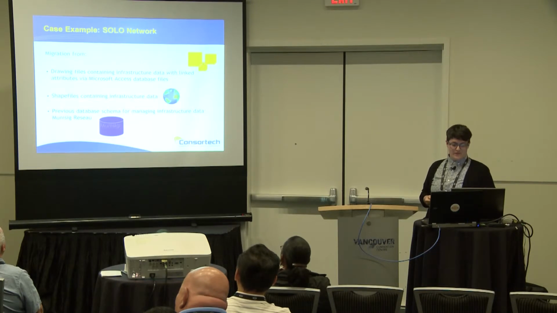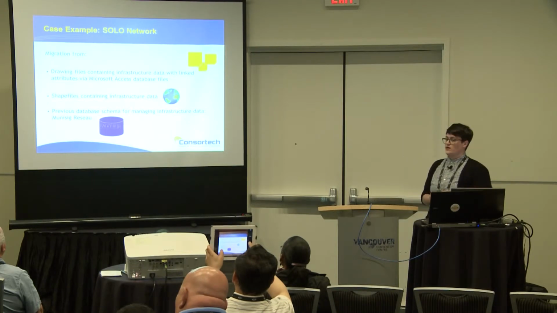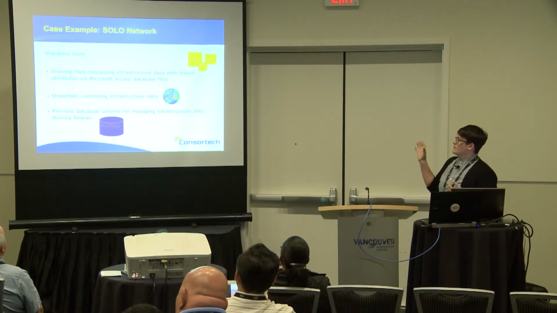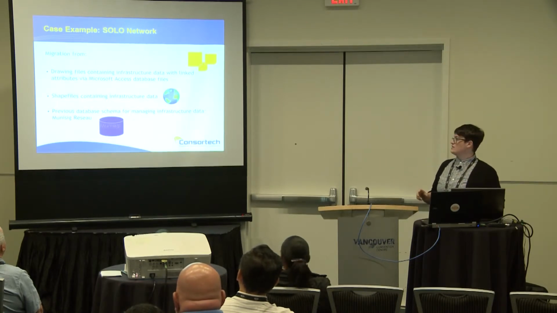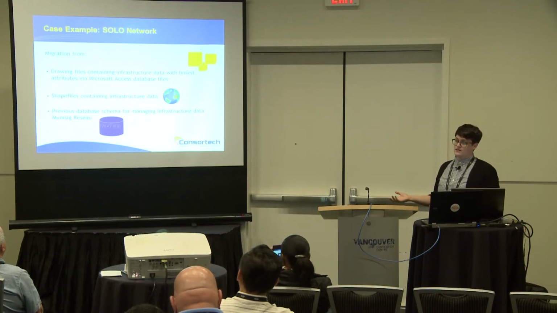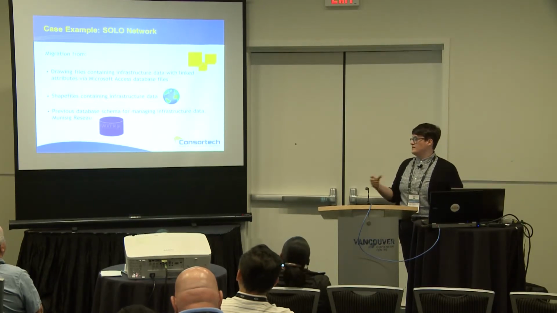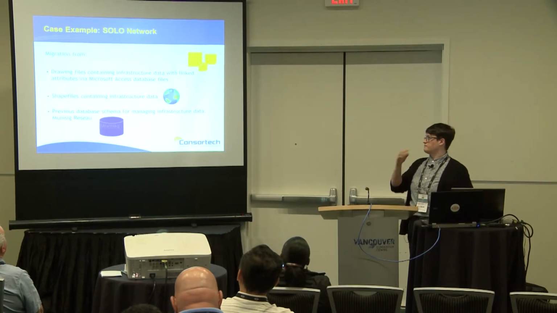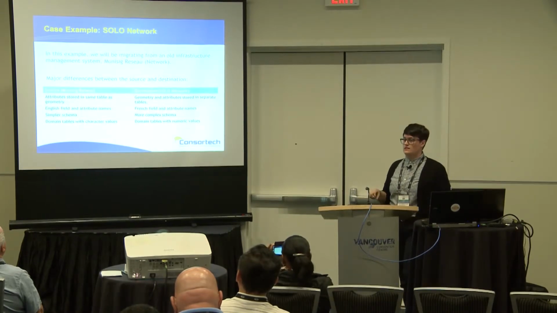So we've done a number of different migrations into Solo Network. In French, we call it Solo Réseau. We've done it with drawing files containing infrastructure data with linked attributes. We've done it with shapefiles containing infrastructure data, and also from other database schemas. We had another product in the past called Munisig Réseau, which we had to bring data into the new system from. Today, I'm going to talk about taking that data that was in the old system and bringing it into the new system.